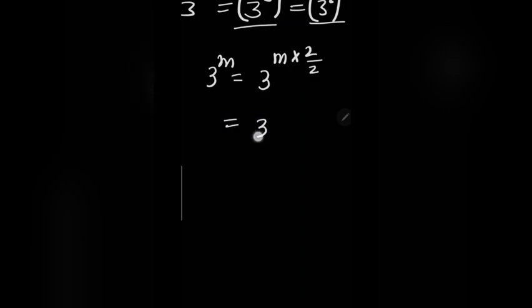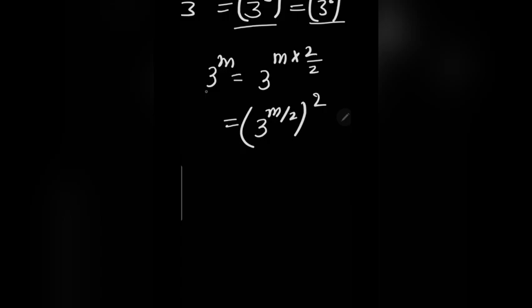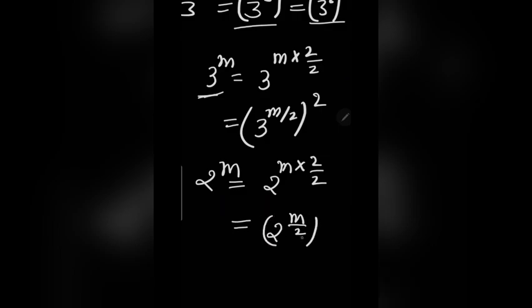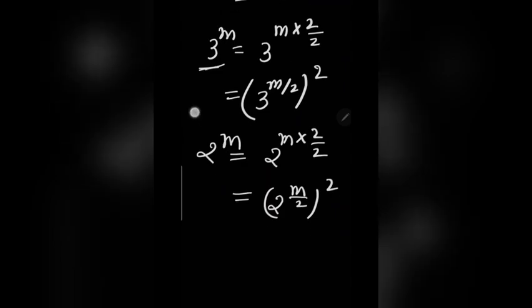Suppose given 3 raised to m. For 3 raised to m, we can multiply by 2 and divide by 2. So this is 3 raised to m upon 2 and whole power 2. When you multiply this 2, the 2 will be cancelled with the 2 and you get the same again. Similarly, for 2 raised to m, we can write it as 2 raised to m multiplied by 2 and divided by 2. So this is equal to 2 raised to m upon 2 whole power 2. I hope you understand this.